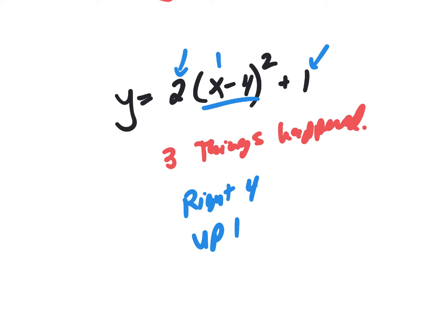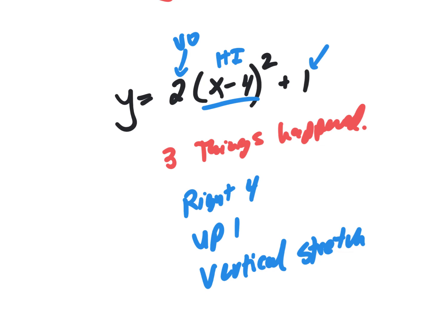I hope I've done this enough, so let's stick it in your head. Horizontal on the inside, vertical on the outside. That's a vertical, and it's a stretch when the number's a whole number. When the number is a fraction, then it would be a shrink.